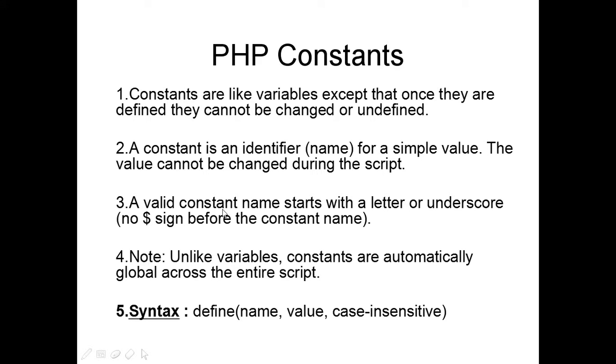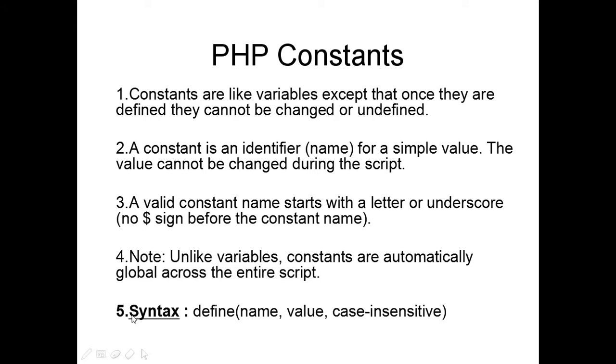A valid constant name starts with a letter or an underscore. There is no $ sign before the constant name. Note, unlike variables, constants are automatically global across the entire script.